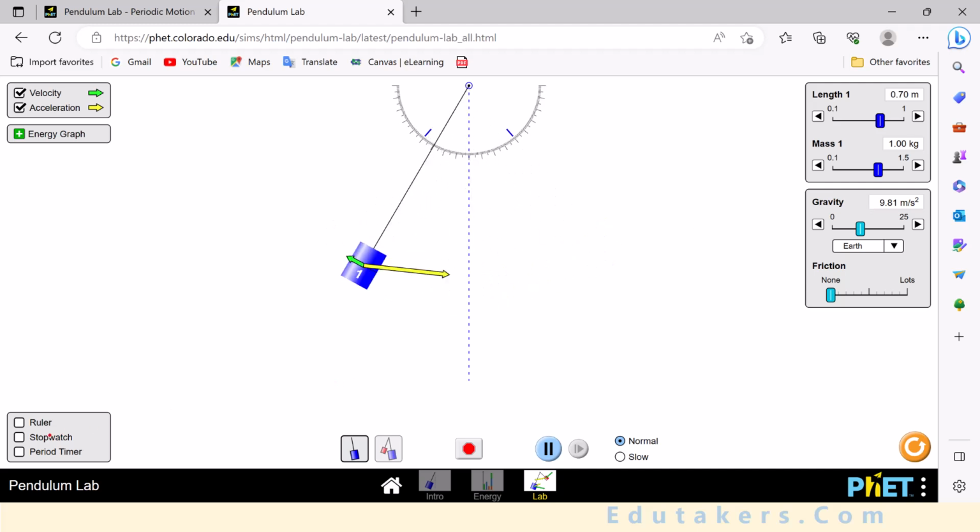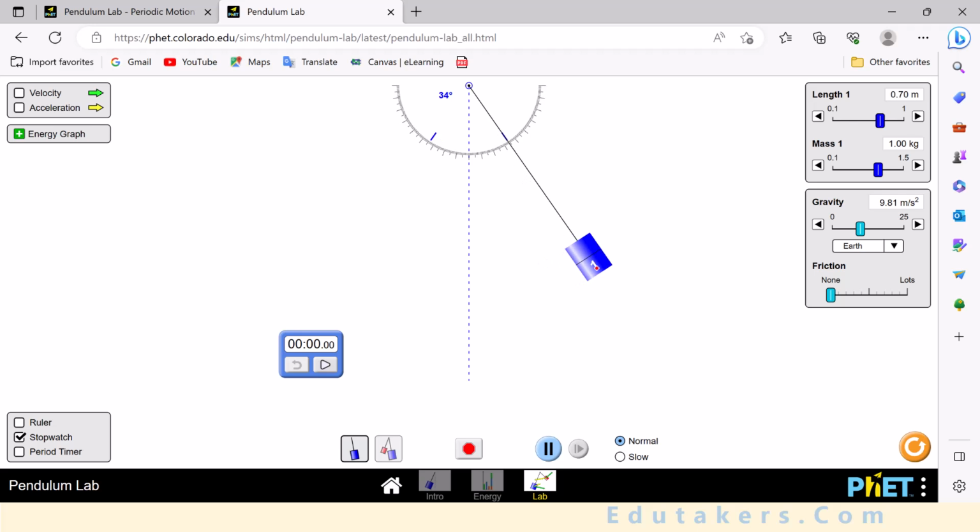Here is also the stopwatch that is used to measure the time period. In this case, if I start it again, put here the stopwatch and bring the pendulum to some extreme position. You just need to count the time period for one swing. How much time is taken by the pendulum to complete one swing? So let's start its motion from the extreme position.